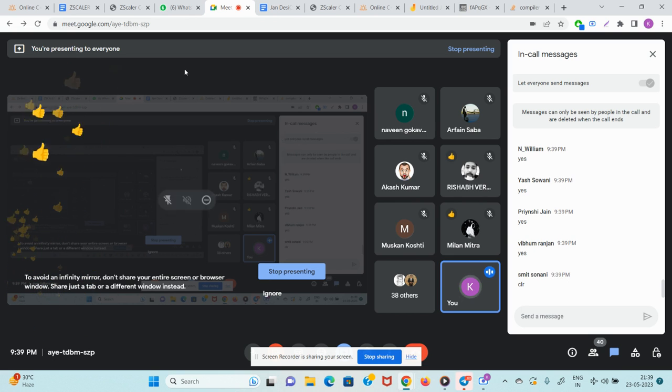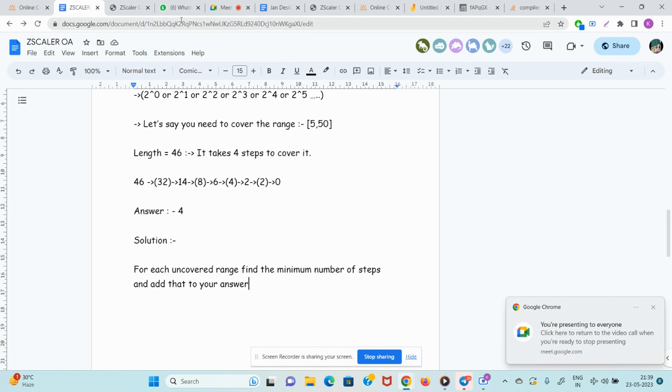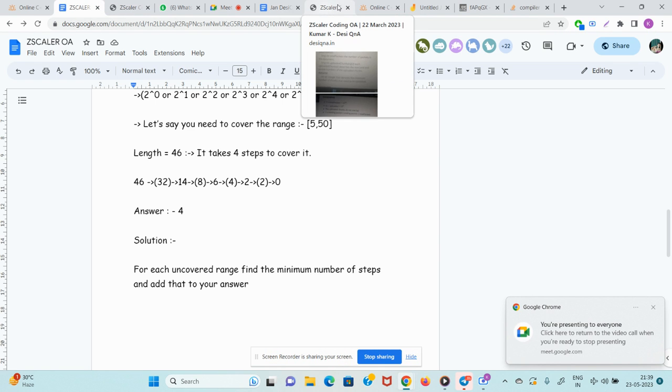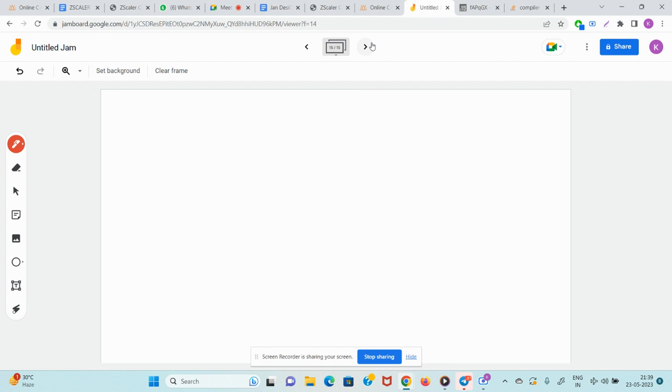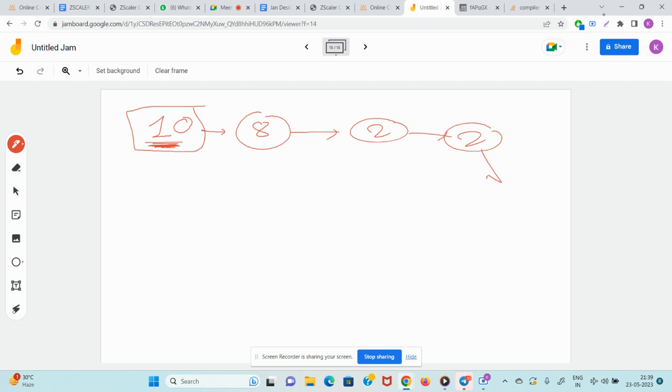Guys, now we need to know the efficient way of doing this. The answer is nothing but the binary representation of the given number. Say you are trying to kill this 10, right? What will you do? First, you will decrease by 8. Then it will become 2. Then you will decrease by 2. It will become 0. So it took 2 steps, 8 and 2. It took you 2 raised to 3 and 2 raised to 1.